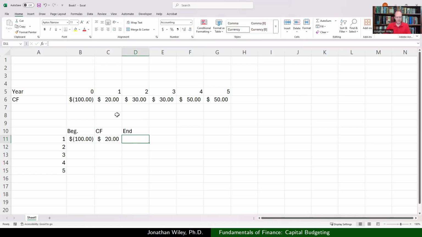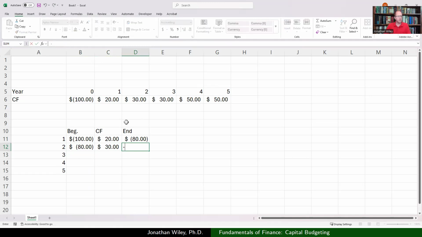Where I end the year then is going to be equal to negative 80, right? So I'm going to have negative $80. So I'm still in the hole 80 bucks, which means that I'm going to start off in the hole by negative $80. Okay. My cash flow for the second year is 30. So I'm going to put that here in the middle. Okay. So now I'm going to end the second year.